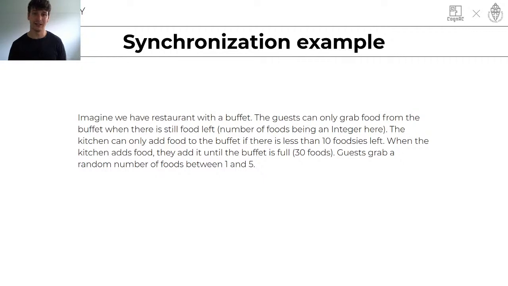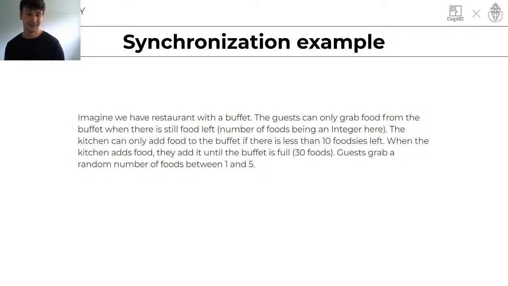Anyway, to look at this step by step, we're going to dive into an example. Imagine we have a restaurant with a buffet, and the guests at the restaurant can only grab food from the buffet when there's still food left. And we count the food here just as an integer. So we say there's 1 food, 2 foods, 3 foods, right? The kitchen can only add food to the buffet if there's less than 10 foods left. When the kitchen adds food, they add it until the buffet is full, which is a max of 30, and the guests grab a random number between 1 and 5.